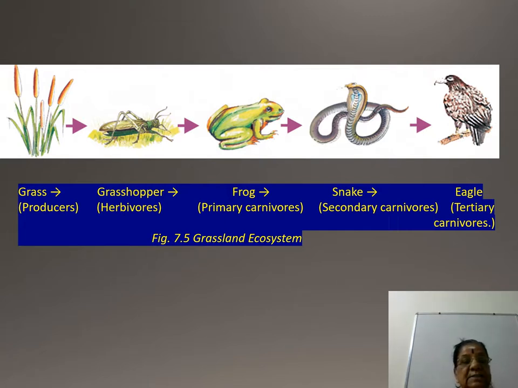Okay, so grass is called the plant producer. Grasshopper, herbivore. Frog is a primary carnivore. Snake is a secondary carnivore. And eagle, tertiary carnivore. Instead of primary, secondary, tertiary, you can say first level, second level and third level. Among carnivores, these are smaller animals, whereas this one is supposed to be a higher animal. It's a bird, the eagle. So this is an example for a grassland ecosystem, right?